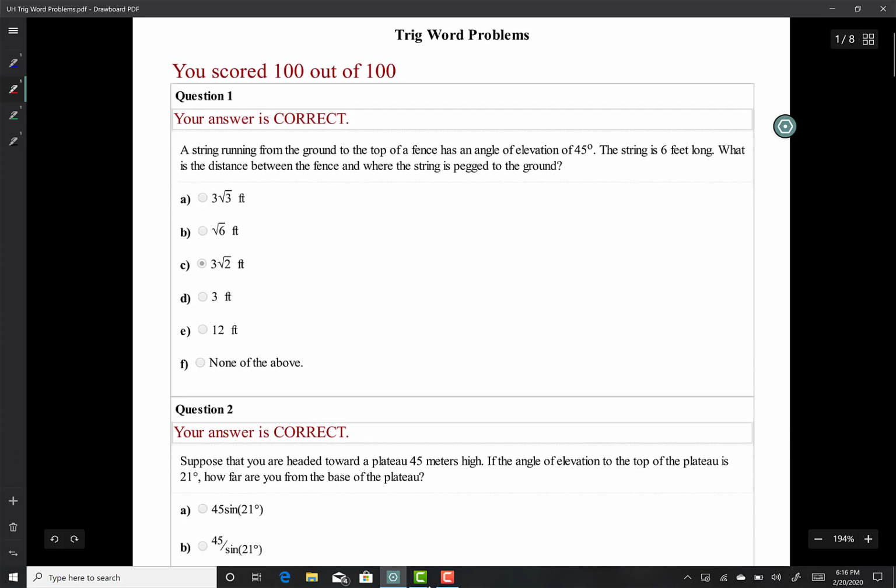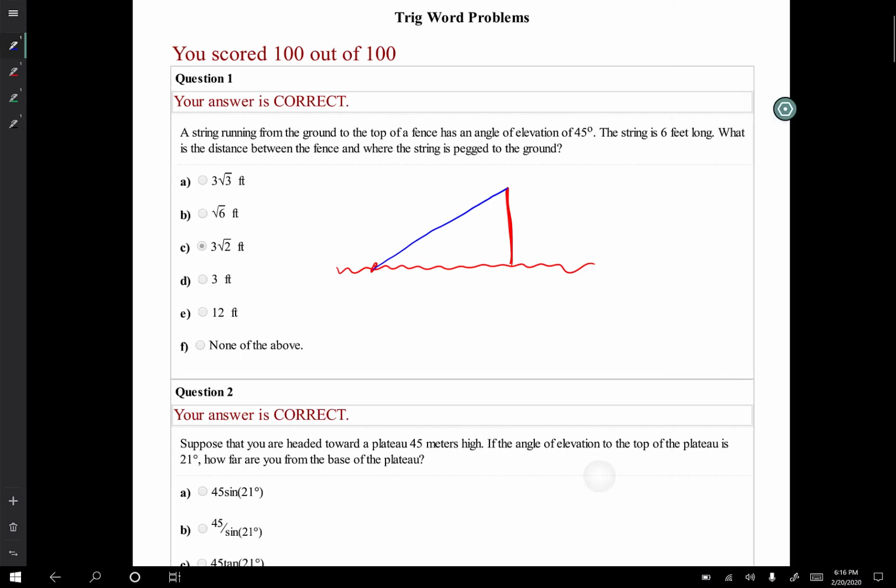A string running from the ground to the top of a fence has an angle of elevation of 45 degrees. All right, so here's the ground, wiggly lines there. Here's my fence, and here's my string. Let me make this in tablet mode. So there's my string, and the angle of elevation is 45 degrees.